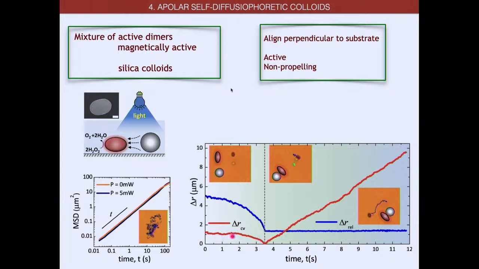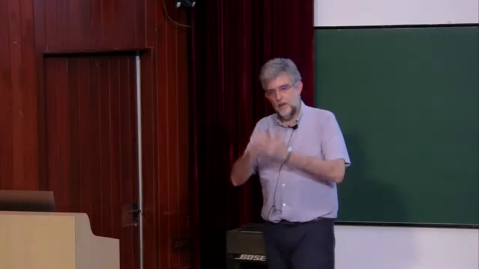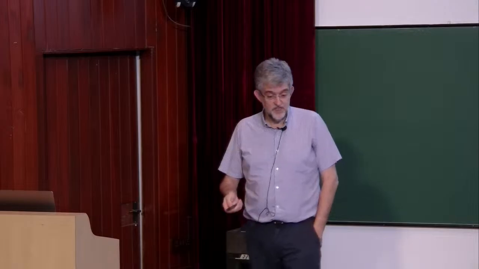Sorry, that's the relative position, the blue one, and the red is the center of mass, I think, and then at some point it will start moving. So when they come together, then they can propel. They form a dimer, but the dimer is not bound. If we stop the hydrogen peroxide, they will move away. So they are bound dynamically because of this interaction, which is persistent.